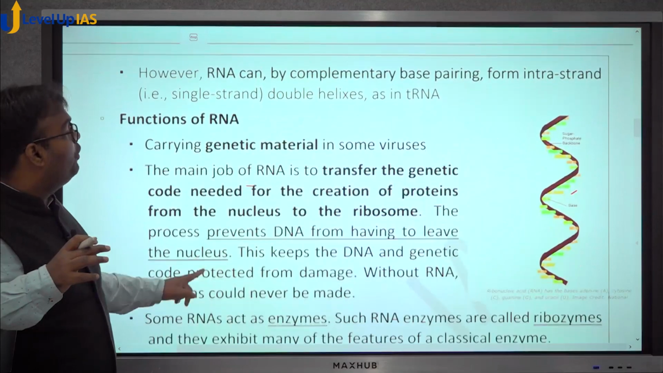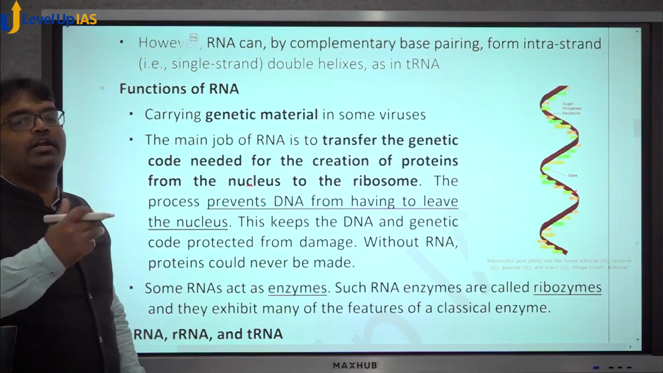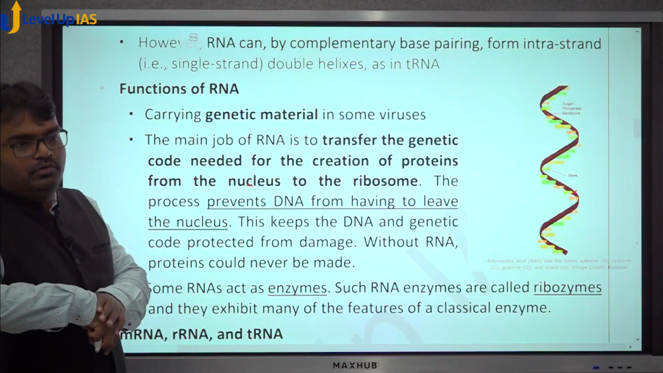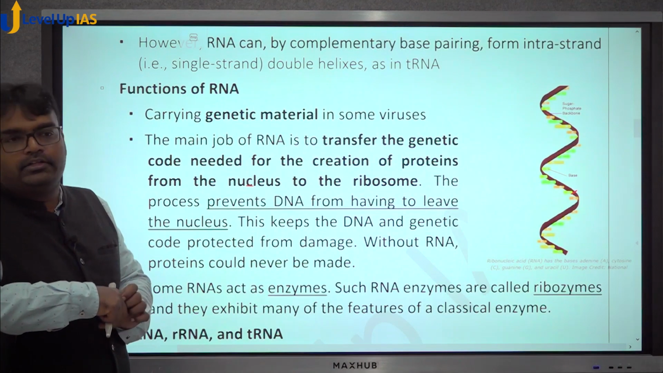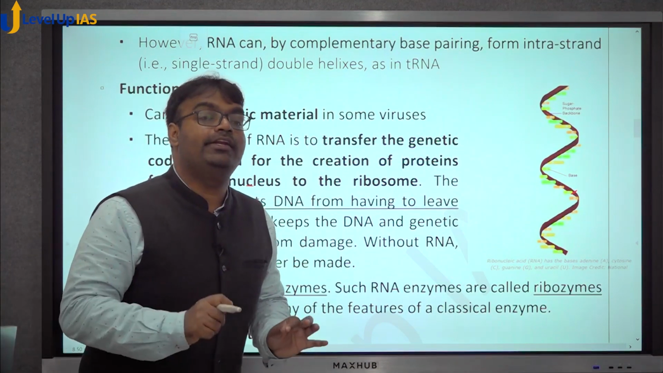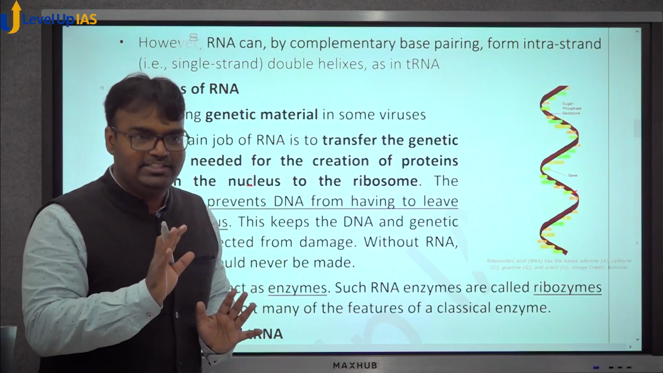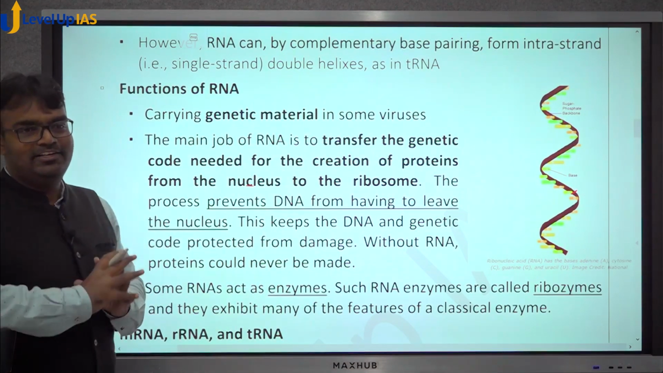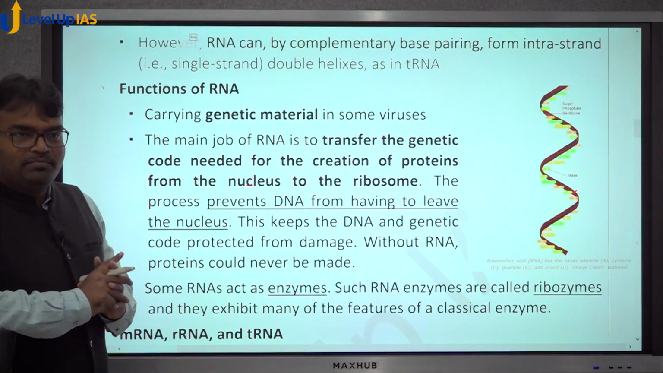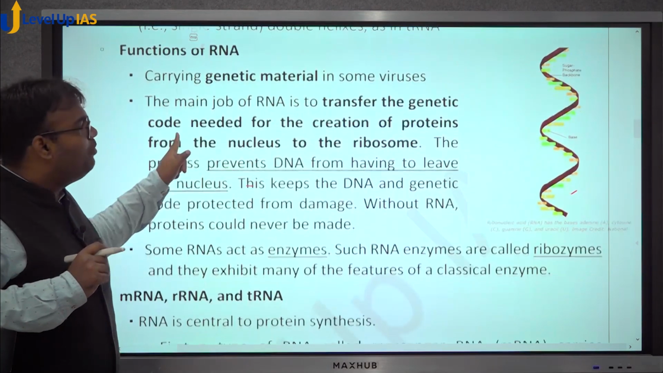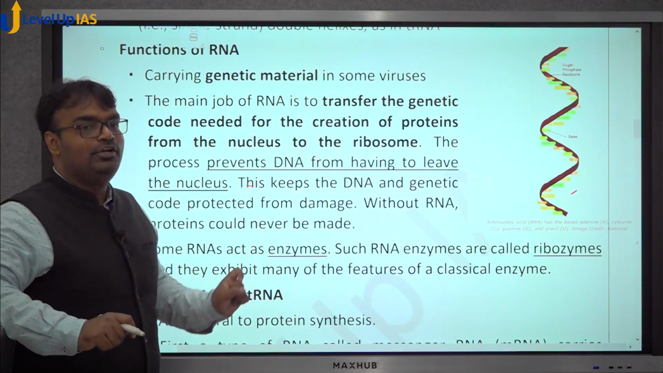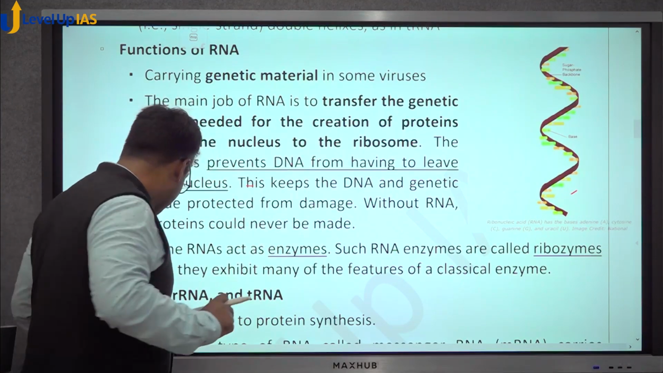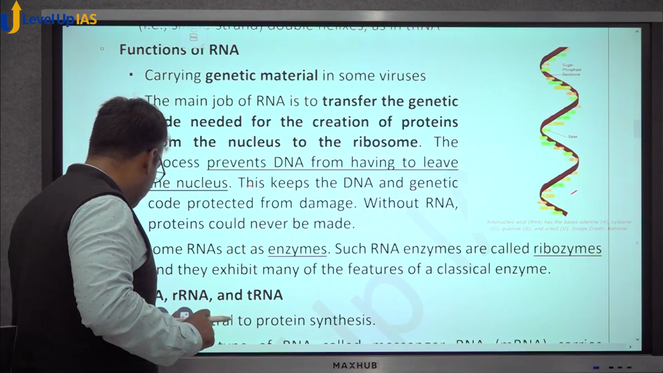Okay, now functions of RNA. What do RNA do? So first of all, you know that RNA will be genetic material in some viruses. So in some living organisms, RNA is the genetic material. Fine. Second, the main job of RNA is to transfer, like, let me explain this to you in a simpler way.